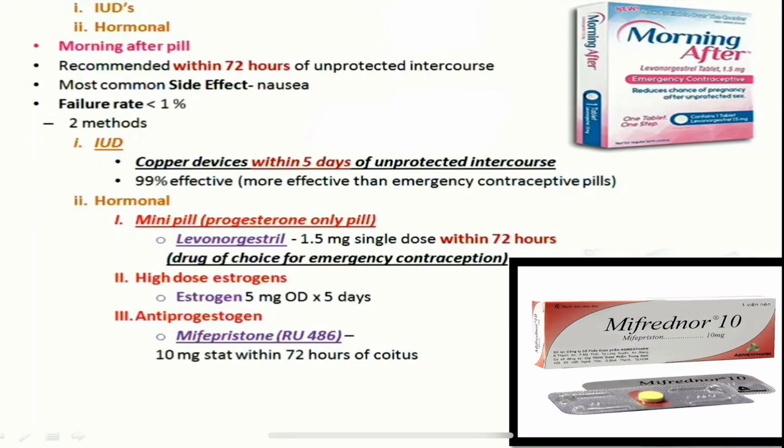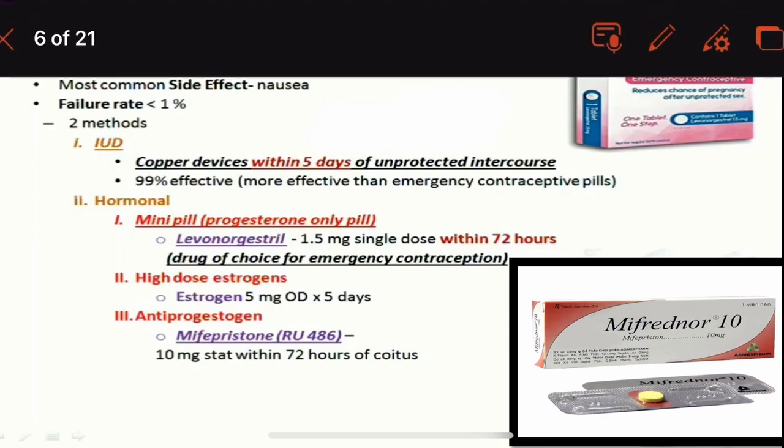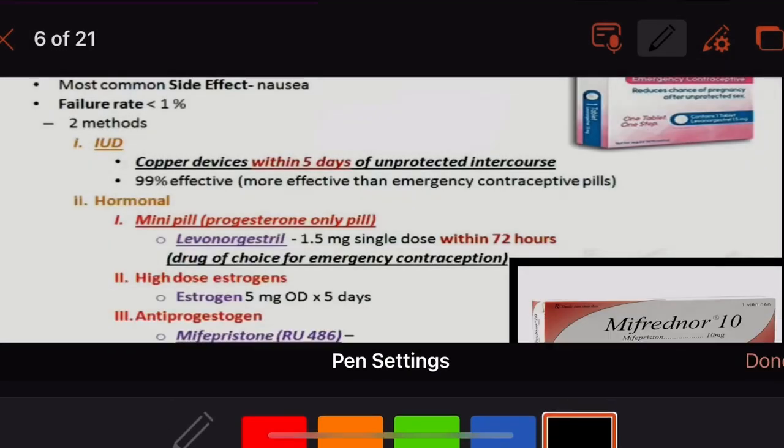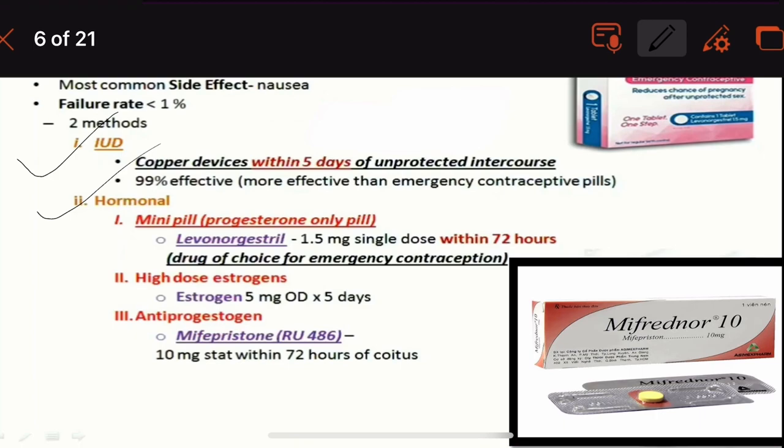So there are two methods. We have IUD and hormonal, under the classification we had seen. For the IUDs, the simplest technique is just to insert an IUD if it is acceptable to the woman, especially a copper device within 5 days of unprotected intercourse. It is 99% effective, more effective compared to the emergency contraceptive pill. Remember guys, IUD can be used as a post-coital contraceptive in which a copper device is inserted within 5 days of unprotected intercourse.